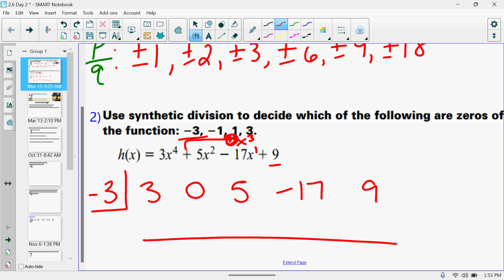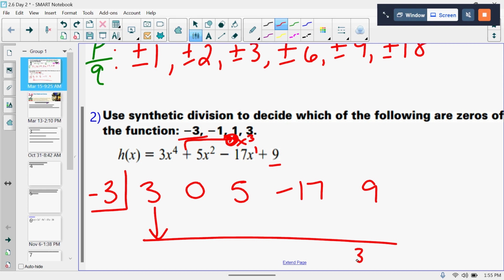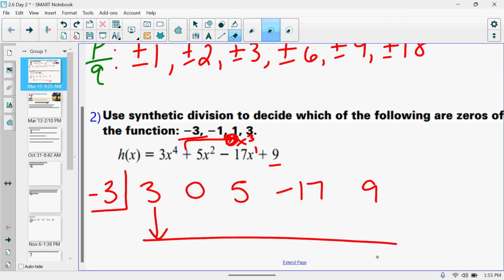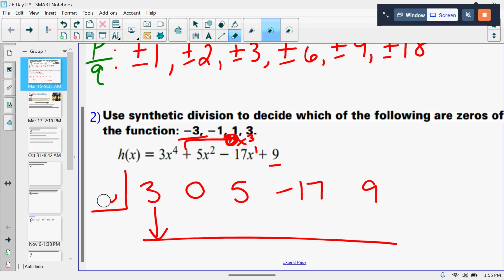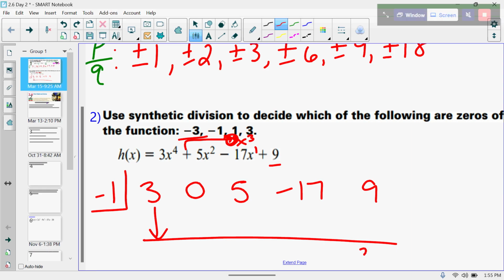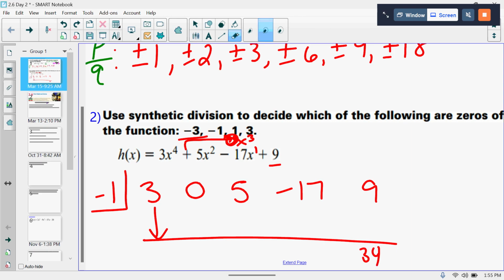With -3, if you do all the work, you should end up with 348. So that didn't work. With -1, I'm not going to go through all of it. I'm just going to give you the answers. With -1, you should have gotten 34. So that's not what we're looking for either. When you fill in 1, it works. When you're all done, you should have gotten 0. So 1 would have to be one of the zeros.